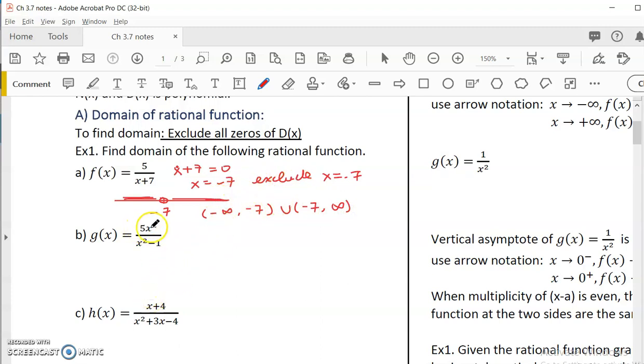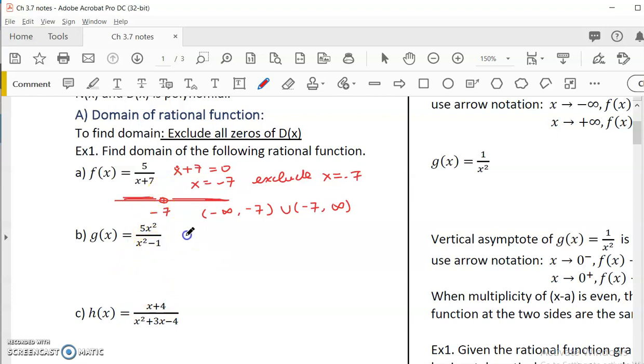Second one, we have 5x squared over x squared minus 1. Again, we ignore what the numerator is. The numerator tells us what the x-intercept is, because y would be 0 when you solve x. But when we want to find the domain, we look at the denominator.